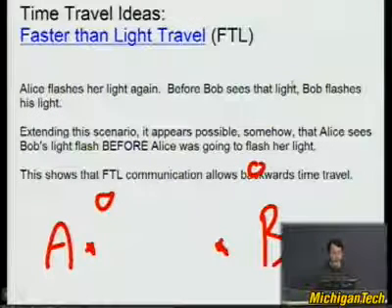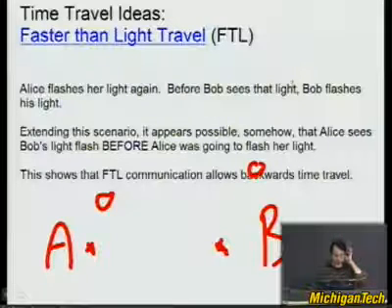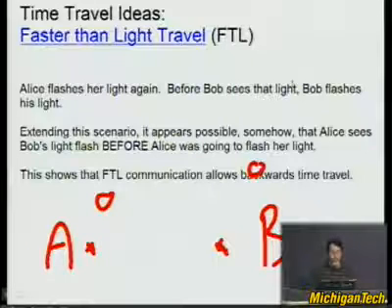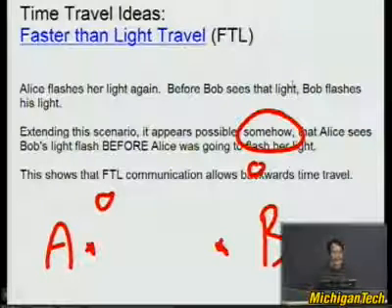So if you could send a particle and do the same thing, then you would not have cause and effect. Therefore, faster than light particles like that travel you've lost cause and effect for that. Therefore, extending this scenario, it's possible that Alice might see Bob's light before even Alice was going to flash her light. Now, I've thought about this, and I have to admit there's a bit of a disconnect, but everyone says it's true, so we can think about that.